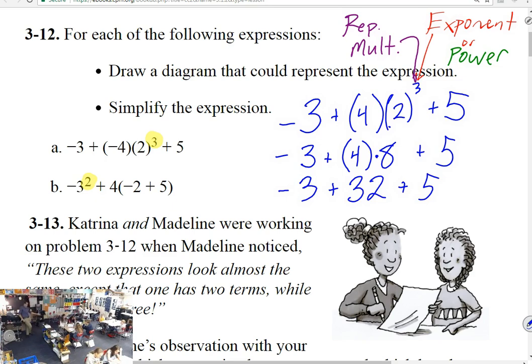Now you can, totally fine. I actually would do something different. I'd combine my good guys. Because, remember the commutative property? I could change the order I do this in.